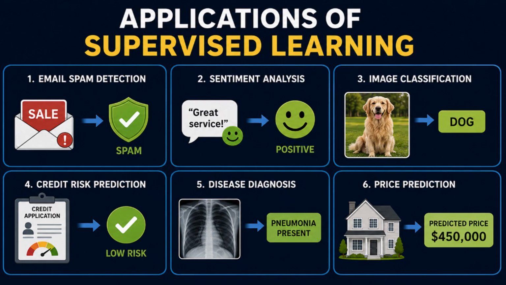Banks use it to predict credit risk before approving loans. In healthcare, it helps doctors detect diseases such as pneumonia from X-ray images. And in real estate, it predicts house prices based on features like location, size, and previous sales.